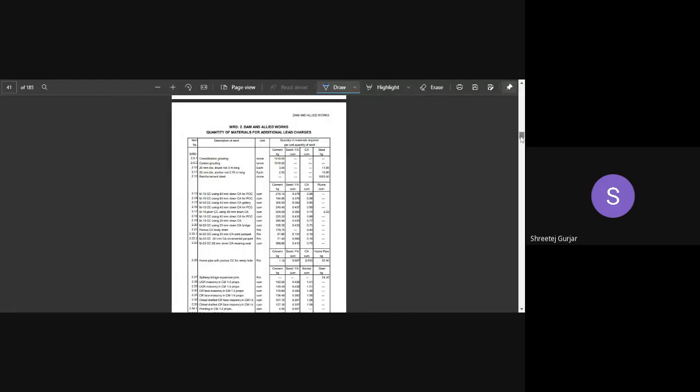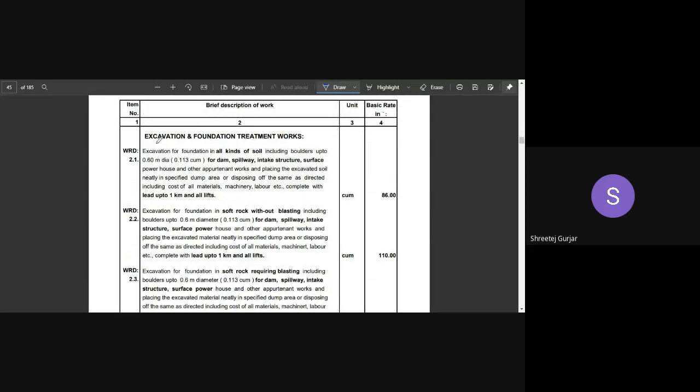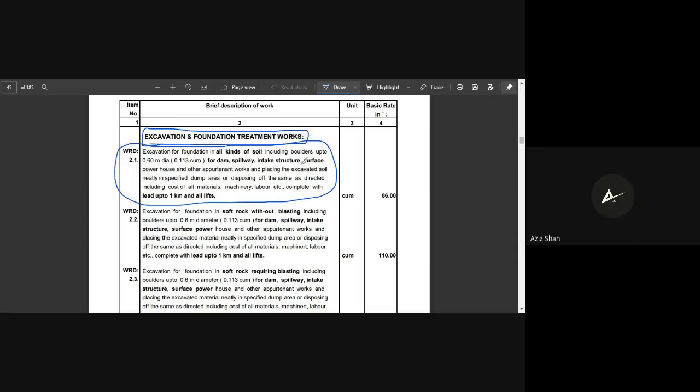Okay, these are lead charges. These are excavation charges. So you can see here, this is for excavation and foundation treatment works. This particular thing is your specification, which we learned previously.